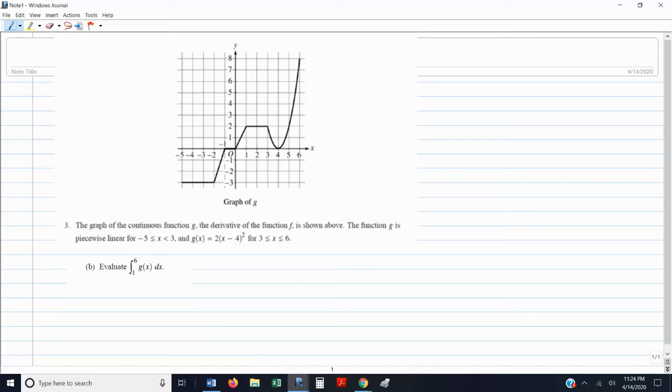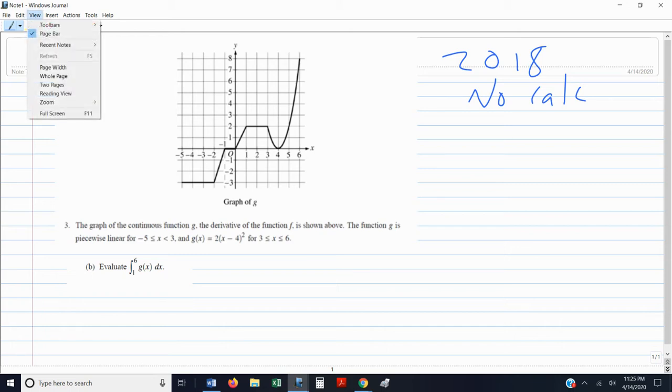Hey everyone, this is number 3 from the 2018 exam. This is the no calculator section, and this is number 3B. The stem of this question says the graph of the continuous function g, which is also the derivative of f, is shown above. The function g is piecewise linear from -5 to 3, and g of x equals 2 times the quantity x minus 4 squared from 3 to 6.